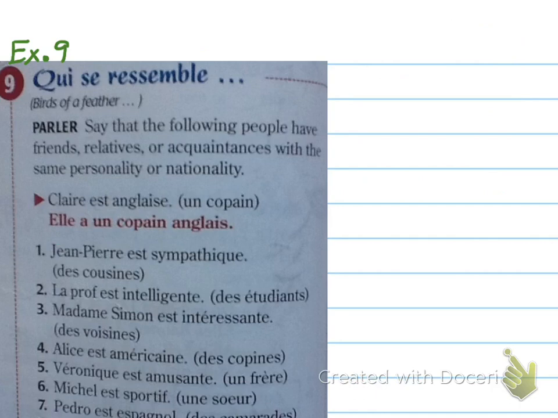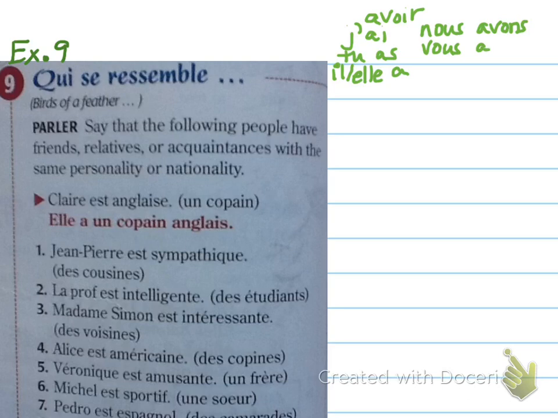Exercice 9, we just did this one out loud. Say that the following people have friends, relatives, or acquaintances with the same personality or nationality. Again here, this time you're using the verb avoir. Again, forms of avoir, j'ai, tu as, il or elle or one person's name, a, nous avons, vous avez, and il and elle pluriel, ont.